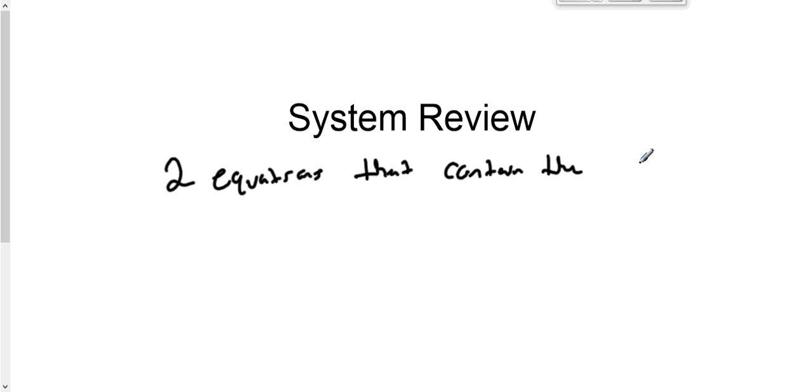So we're going to go through each method of solving a system one day at a time. When we have a system, remember that a system is two equations that contain the same variables. Solutions and methods. So there's three of each.